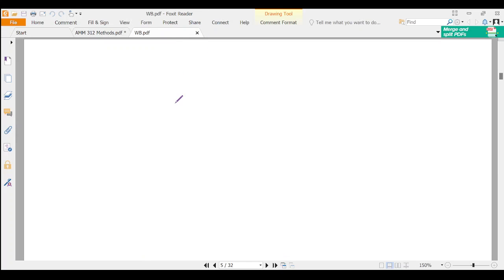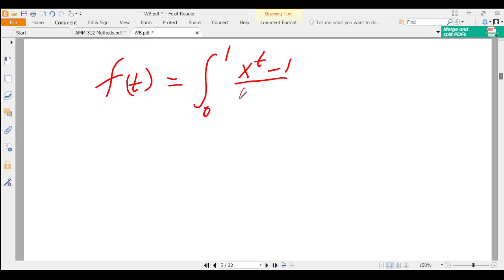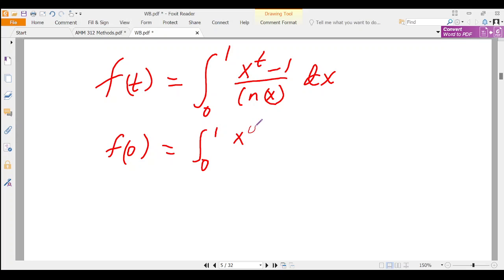We have considered the integral, a function f of t, which we have called the integral. We have defined it as the integral from 0 to 1 of (x raised to power t minus 1) divided by logarithm of x. And we started by finding f of 0. And we saw that this will be the integral from 0 to 1 of (x raised to power 0 minus 1) divided by logarithm of x dx.